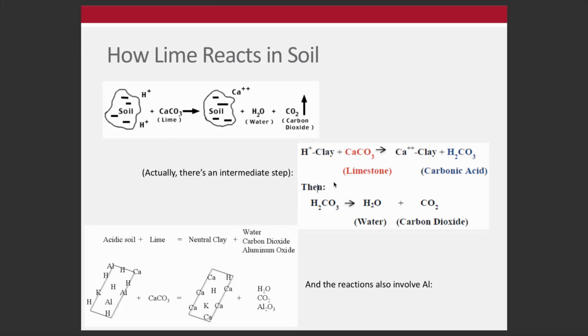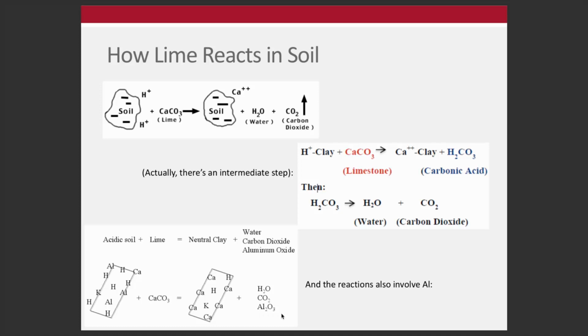Actually, there's an intermediate step where we get H2CO3, that's carbonic acid, and then carbonic acid dissociates into water and carbon dioxide. Okay, so that's a little bit more chemically accurate in terms of what happens. And then we also need to consider that calcium carbonate interacts with a lot of things besides just hydrogen. Aluminum also plays a large role. Here we see this scenario of calcium replacing aluminum and hydrogen, and we're getting these byproducts of water, carbon dioxide, and then aluminum oxides.